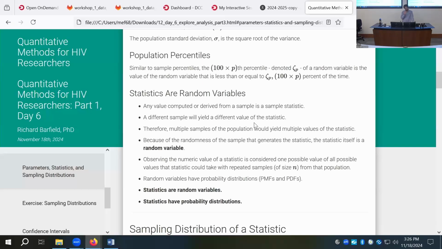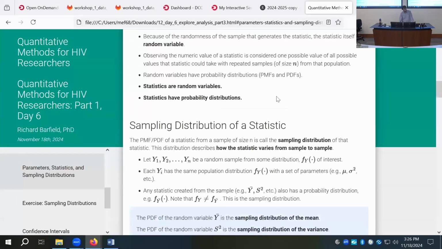So what we observe is one possible value out of all possible values that statistic could take with repeated samples. Repeated sampling gives you an idea of what it overall will be. And these random variables, like sample means, also have their own probability distributions and probability mass functions. So again, statistics are random variables, and statistics have probability distributions.